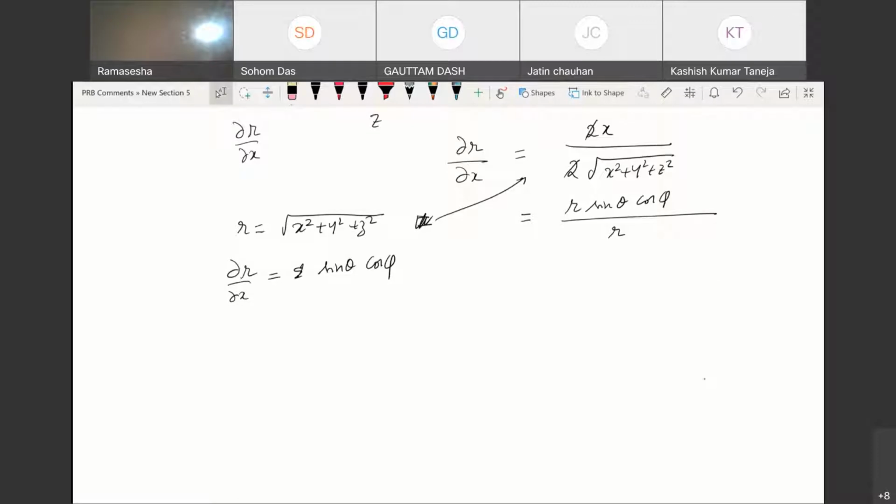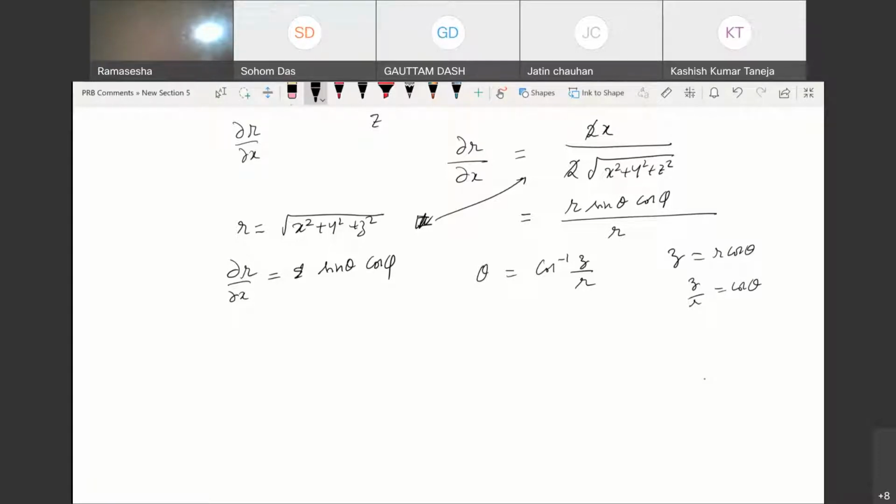Similarly, I can get it for theta. So what is theta equal to? Theta is equal to cos inverse of z by r, because I had z is equal to r cos theta. So z by r is equal to cos theta. So cos inverse z by r is equal to this thing theta.